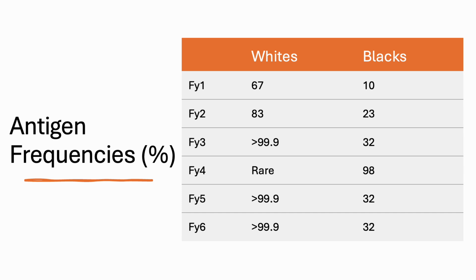FY4 is considered rare in the white population, but it's found in 98% of the black population. So this antigen is thought to be expressed only in the absence of FYA and FYB. So the presence correlates with the FYA negative, B negative phenotype. And 5 and 6 you can see on there the same story as FY3, the same percentages. And we'll go over those individually.